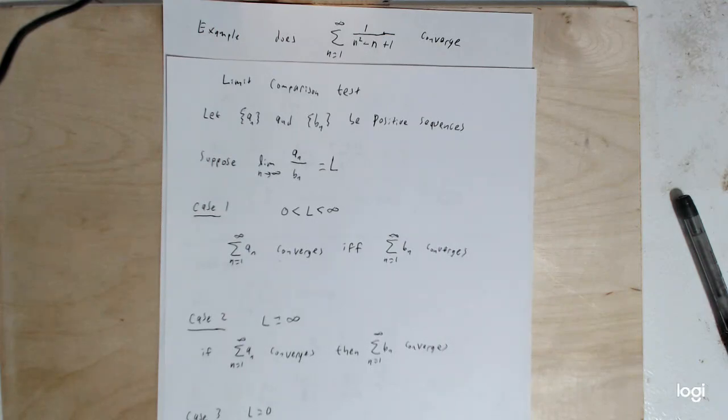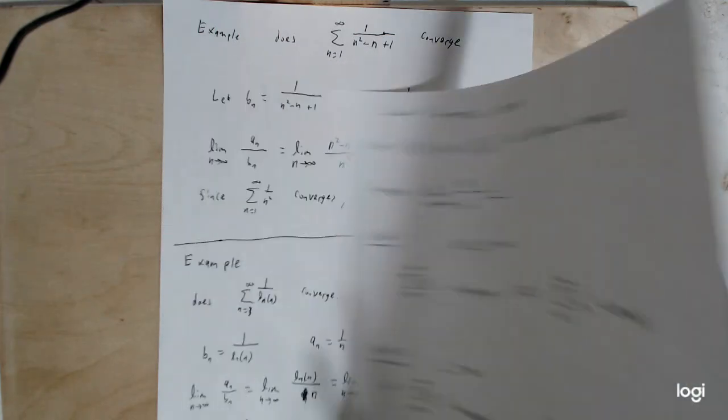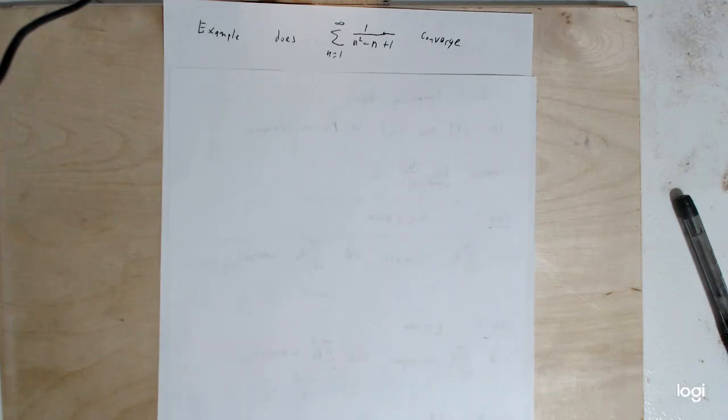Okay, so we want to look at, and let me flip this over here so we don't have to look at all the writing, does the sum of 1 over n squared minus n plus 1 converge? Now, this would be a tough one to do by direct comparison because you have both a minus and a plus in the denominator. That's going to make messing around with the inequalities quite challenging. Probably could be done, but it's going to be tough. So I'd really rather not do a direct comparison.